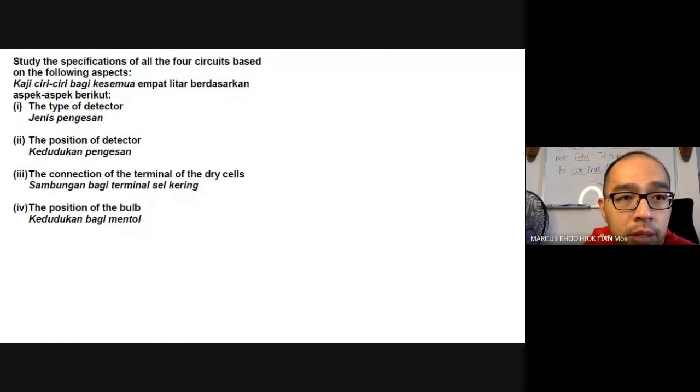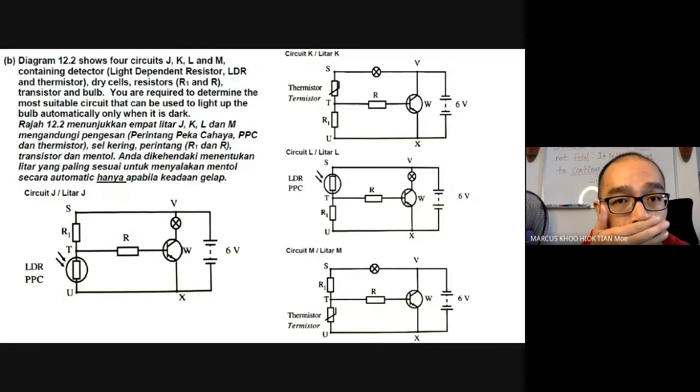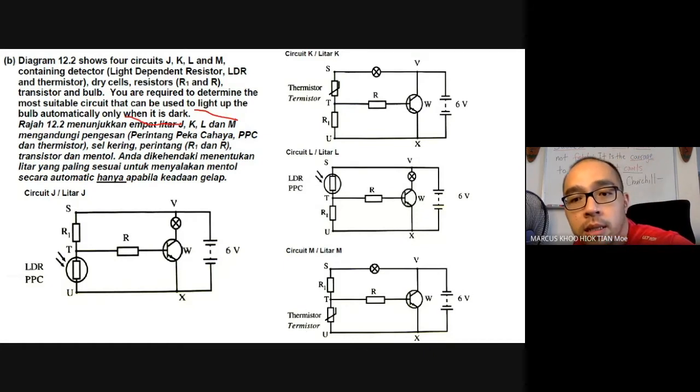Let's talk about the type of detector, the position, the connection, and the position of the bulb. Can we have the type of detector, please? What is this for? Oh, light up the bulb automatically when it is in the dark. Is it Tian? Is Tian the next person?